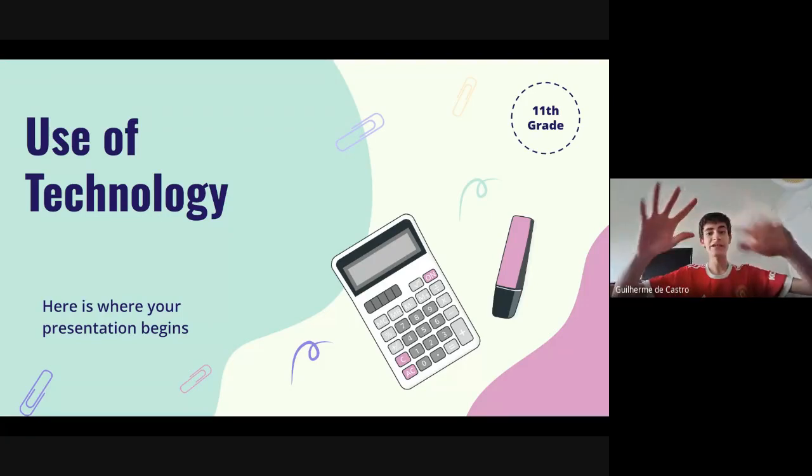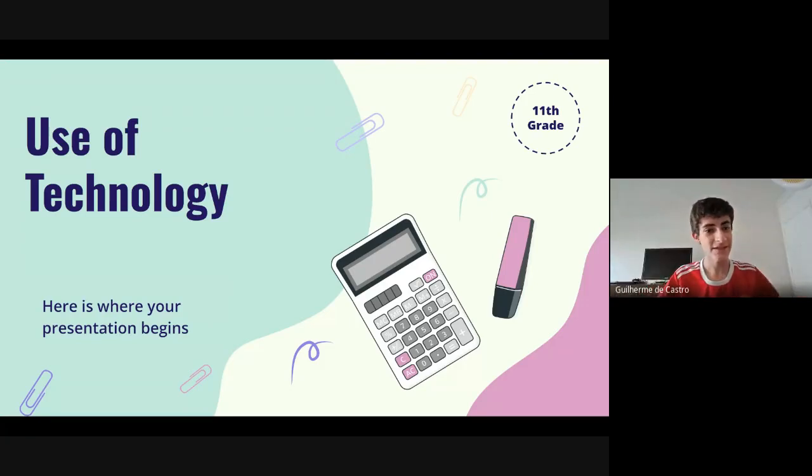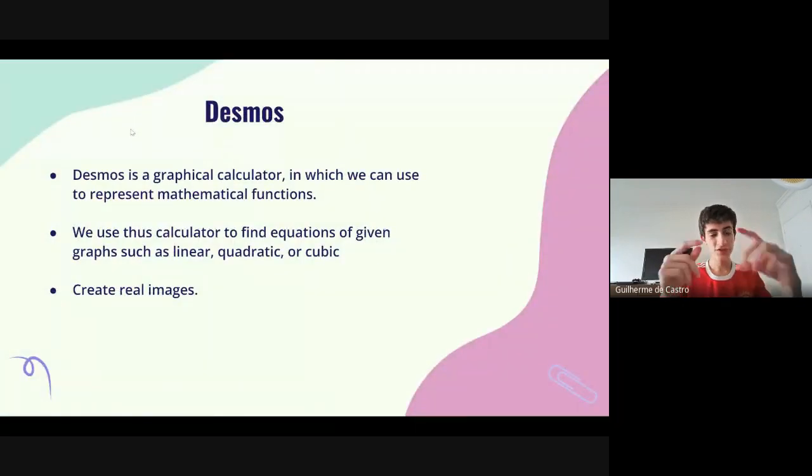So we finally reached the last stage of our process, which is to create these real life images using the previous knowledge that we learned. To do that, we use this application called Desmos, which you already saw in some previous videos. It is a graphing calculator that we can use to represent mathematical functions and to create these real life images using linear, quadratic, and cubic functions.